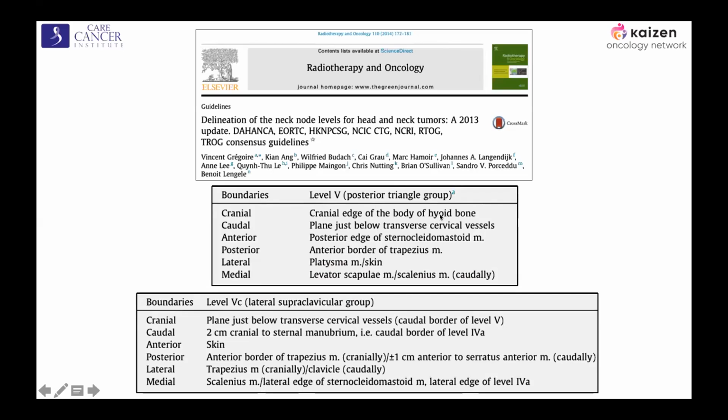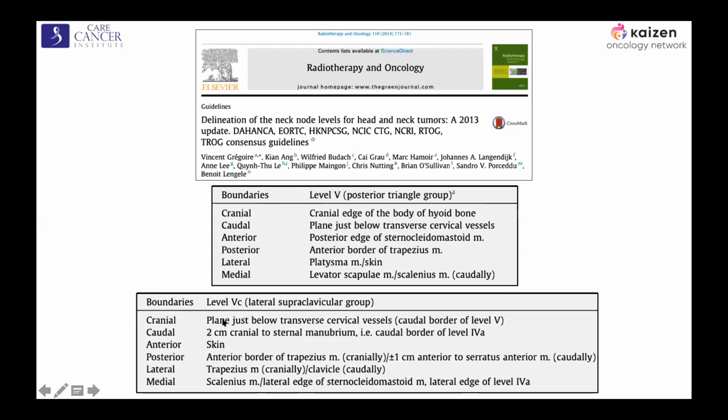Cranially, it extends from the cranial edge of the hyoid bone caudally to the plane just below the transverse cervical vessels. So your transverse cervical vessels should be inside your level 5, and to be precise, level 5B. 5A is spinal accessory, 5B is transverse cervical. Anteriorly, it starts at the posterior edge of the sternocleidomastoid and posteriorly goes up to the trapezius muscle. Laterally, again, restricted by the platysma. Since this is posterior to the sternocleidomastoid, you don't have any other muscle there. You have only the platysma. In some cases, you will only have the skin. And medially, again, it will be restricted by the paravertebral muscles.